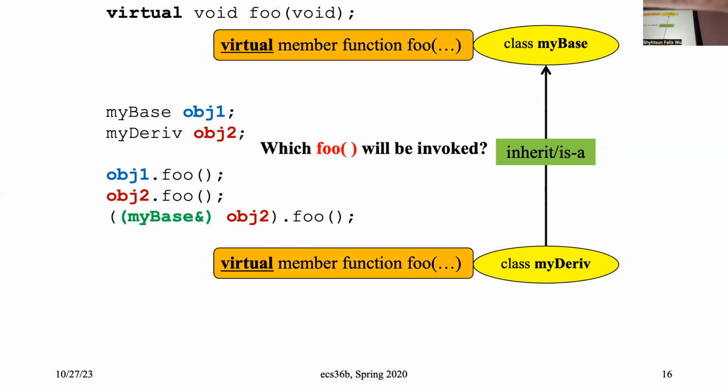What is the first line? Base or derive? Base. Okay, that's correct. How about object two? Base or derive? Derive. Okay, that's correct. Number three, what's the base and the derive? I mean, you can probably say virtual function is going to introduce a difference. So this one, even if I do the casting, is going to be the derive.